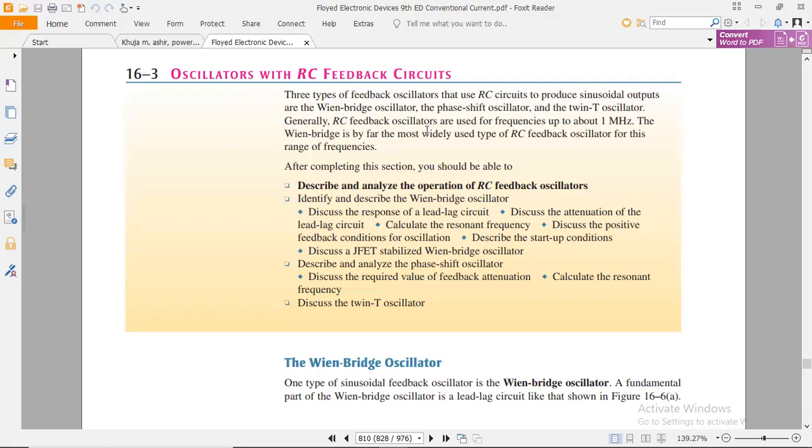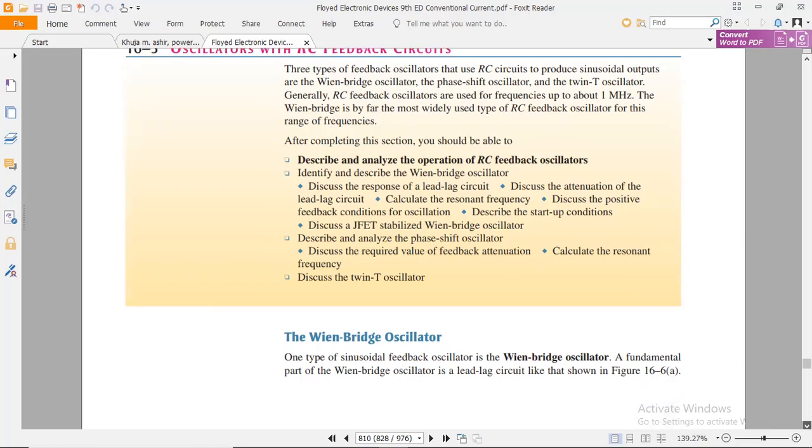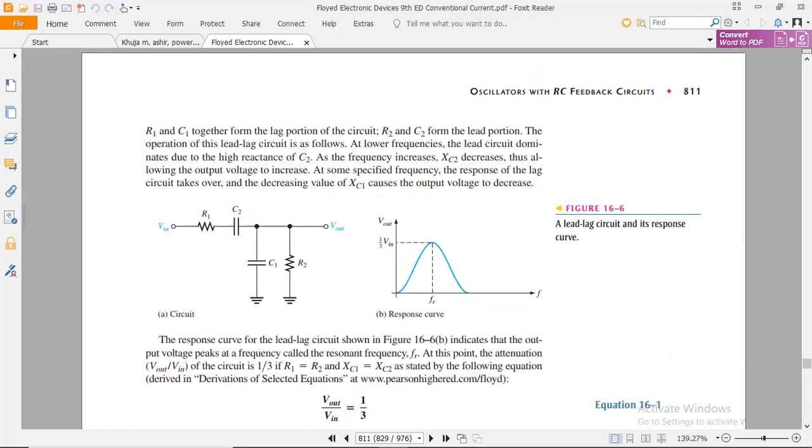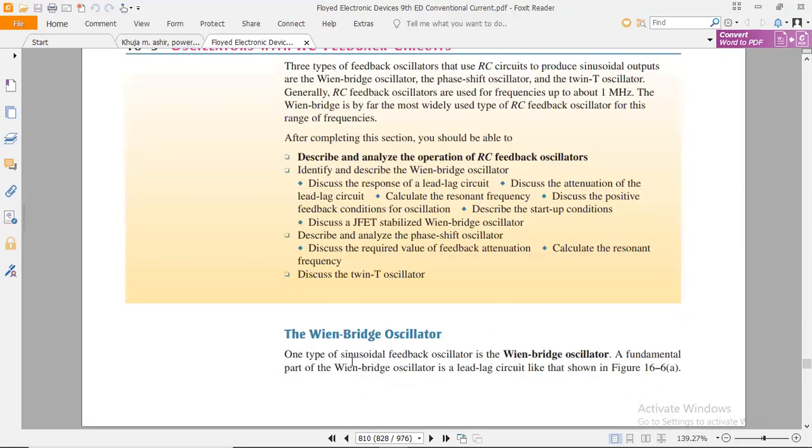Generally, RC feedback oscillators are used for frequencies up to about 1 megahertz. The Wien bridge is by far the most widely used type of RC feedback oscillator for this range of frequencies. Now we are discussing the Wien bridge oscillator.